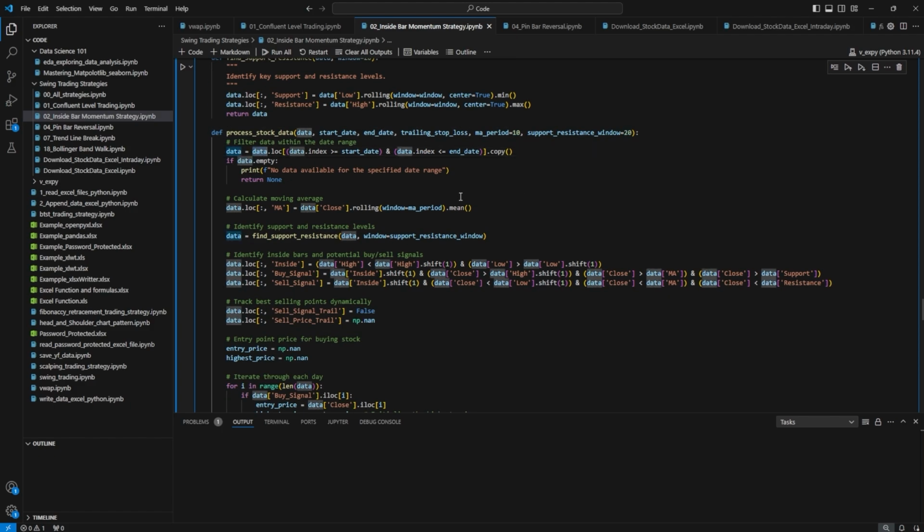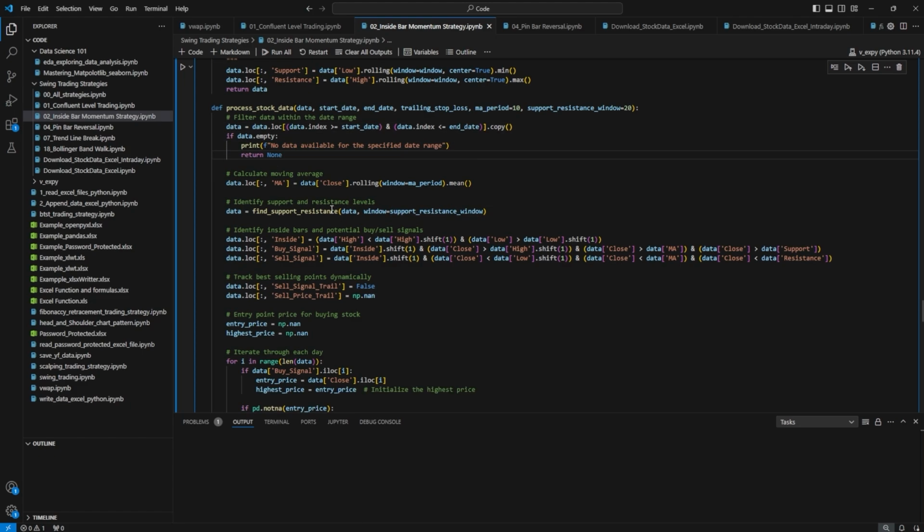So the data is being processed over here. Basically we are filtering the data based on the start date and end date, because in the Excel file the data is kept from the date of the start of the stock itself, right? So we have to filter the data based on our need. Now if there is no data available, it will say that the data is not available.